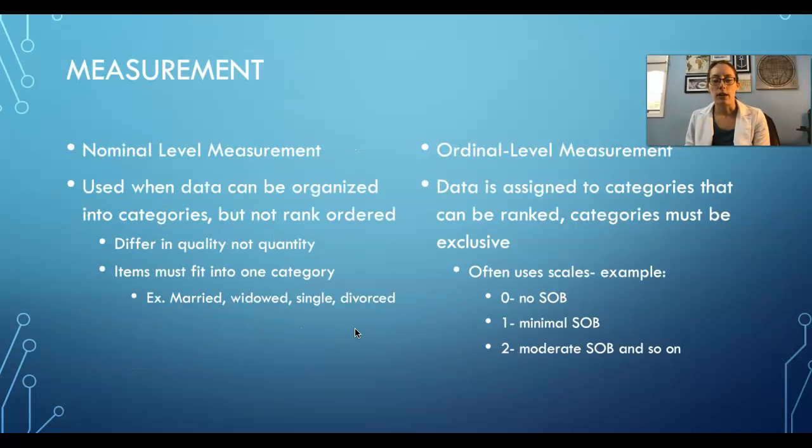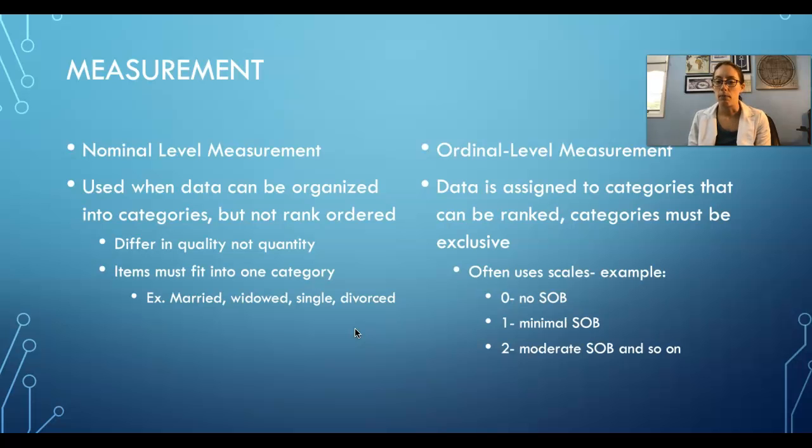So nominal level measurements are used when data can be organized into categories but not rank order. They differ in quality, not quantity. So the items must fit into one category or another. They can't fit into both. So for example, if you are married, widowed, single, or divorced, you maybe could be divorced previously, but now you're married again. The answer is you're married, because you can't have both. So there has to be an exhaustive list.